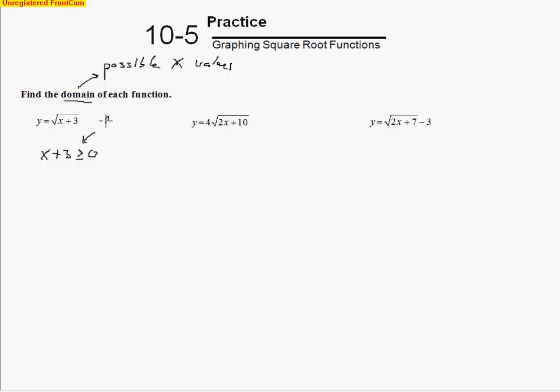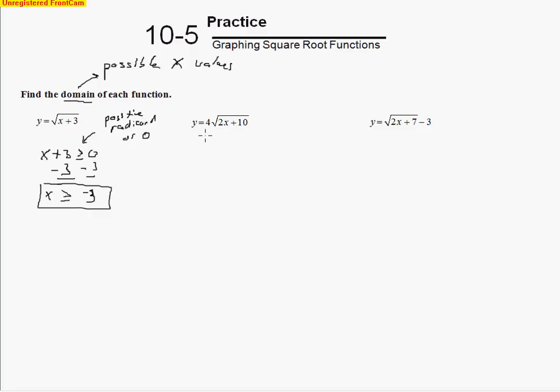So we want a positive radicand or 0. And so that's what we're going to end up looking for. So here I'm going to subtract 3 from all sides. I've got x is greater than or equal to negative 3, and that's going to end up being my domain. So that tells me that the smallest value of x can be negative 3, and then I can pick any value larger than that as well.